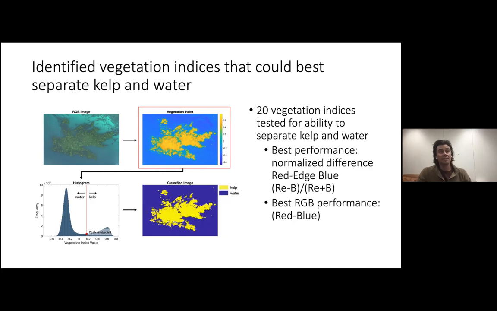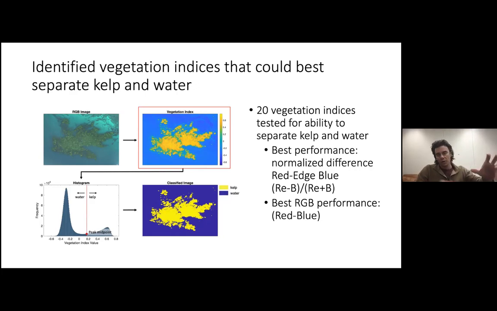And we found that the multispectral index that performed best was this normalized difference red edge blue. It's kind of like an NDVI, but it uses red edge and blue instead of near infrared and red. And that makes sense. Blue is not reflected by kelp, but reflected by the water. And so this differentiated the kelp the best. And then amongst our normal RGB metrics, just a simple red minus blue subtraction provided the best differentiation.